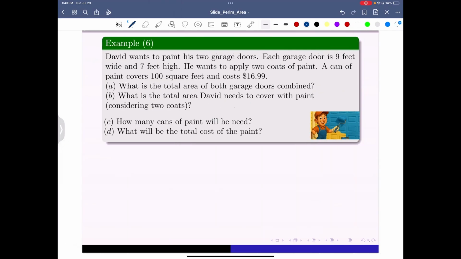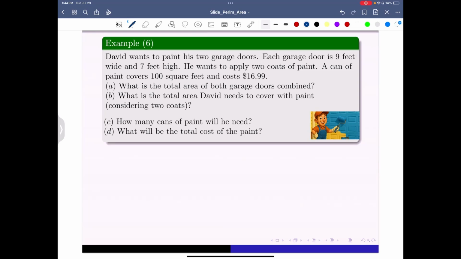Example 6. David wants to paint his two garage doors. Each garage door is 9 feet wide and 6 feet high. He wants to apply 2 coats of paint. A can of paint covers 100 square feet and costs $16.99. What is the total area for both garage doors combined? What is the total area David needs to cover with paint, considering 2 coats? And how many cans of paint will he need? And what would be the total cost?